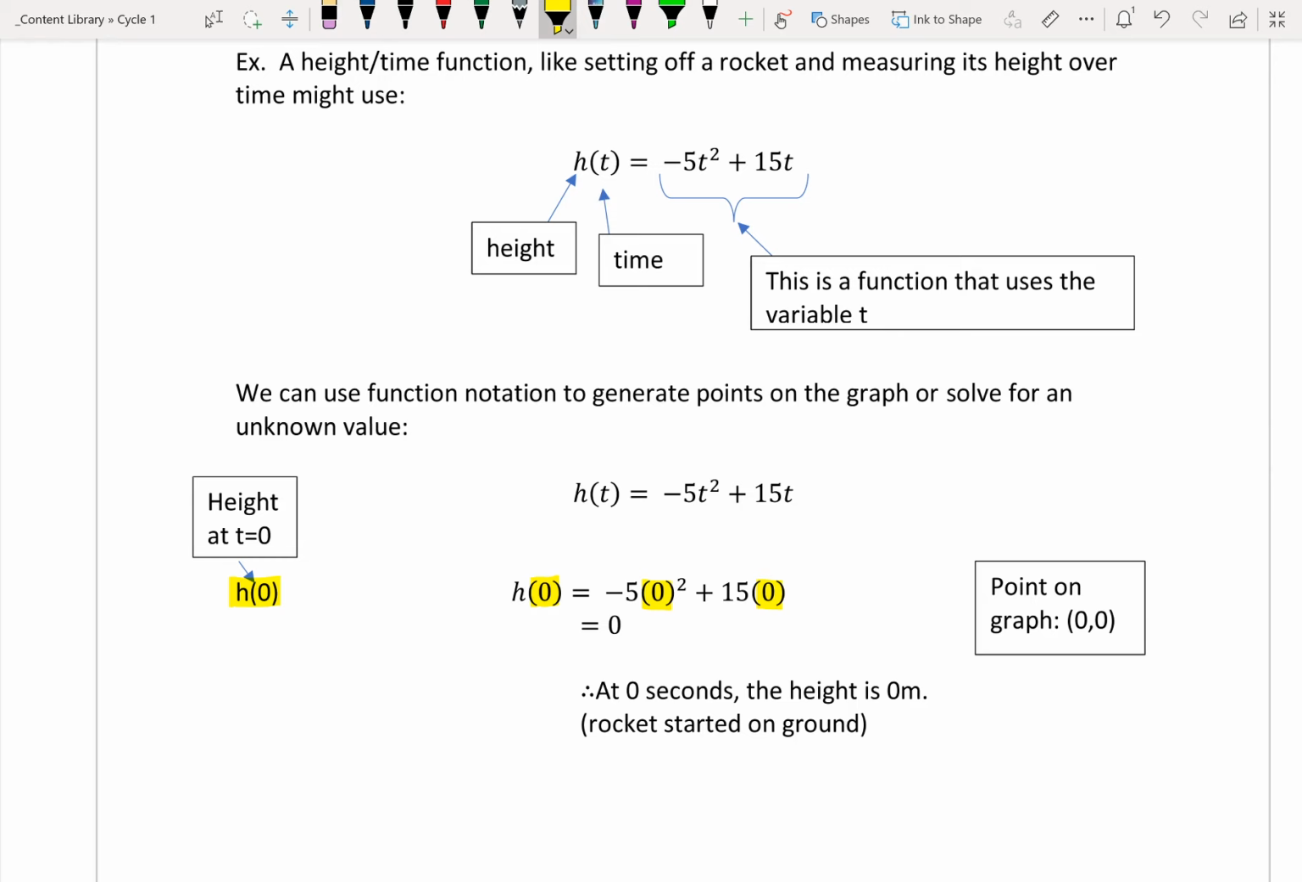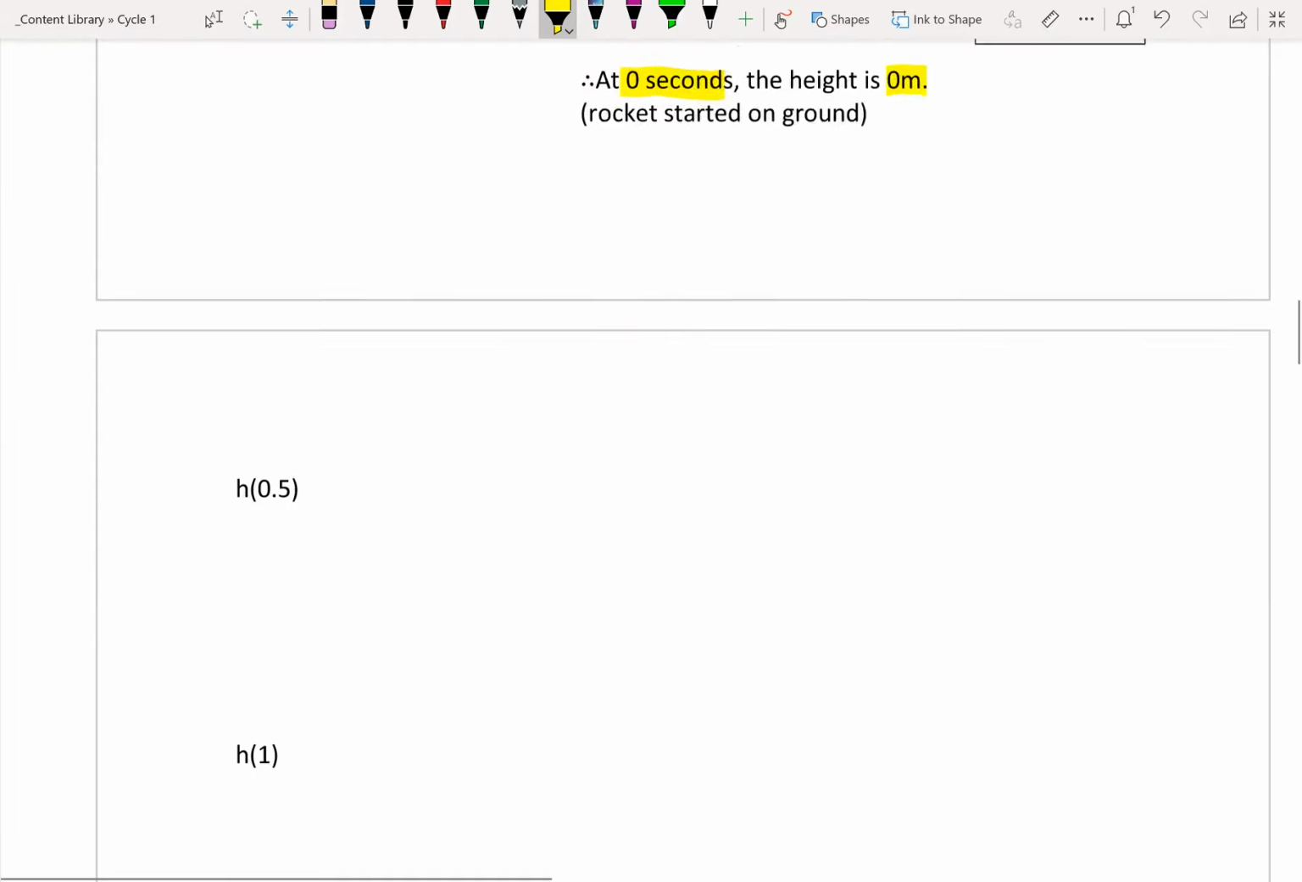What that means is that when time is equal to 0, our height is equal to 0 meters. Or at 0 seconds, the height is 0 meters, or as a point on a graph, the point is (0, 0). So this is just an easier way of saying, instead of solve the equation h equals negative 5t squared plus 15t when t equals 0, we can just say h of 0, and then we should know that we have to solve when t is 0.